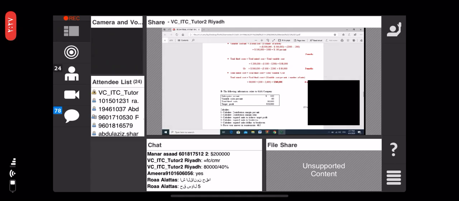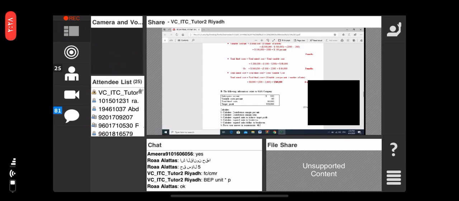I write it up. Fixed cost divided by contribution margin ratio, or the break-even point in unit multiply the price. Okay, you can select which one you want and you can answer it. Last one, it is a quick answer.